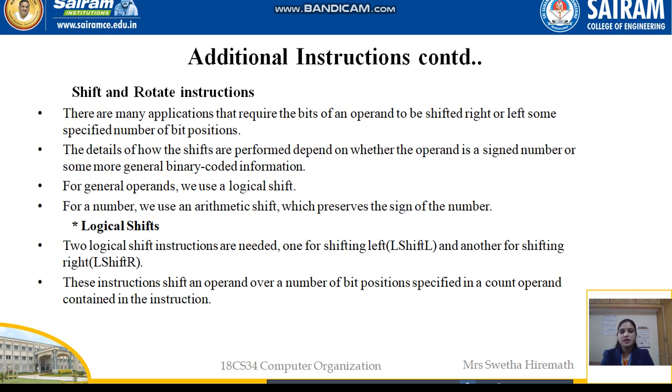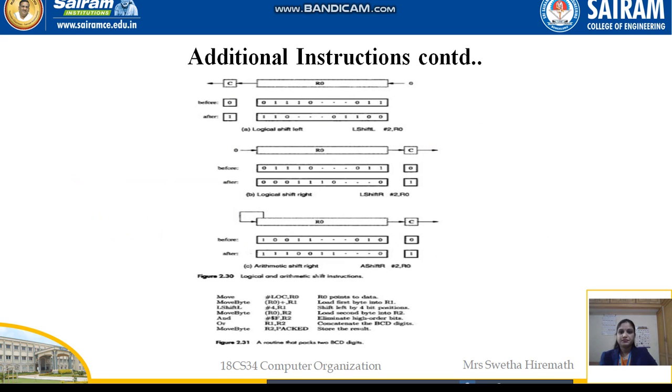Logical shifts we will see now. There are two types, left shift and right shift. Two logical shift instructions are needed, one for shifting left and the other for shifting right. LShiftL means logical shift left, and LShiftR means logical shift right. These instructions shift an operand over a number of bit positions specified in a count operand contained in the instruction.